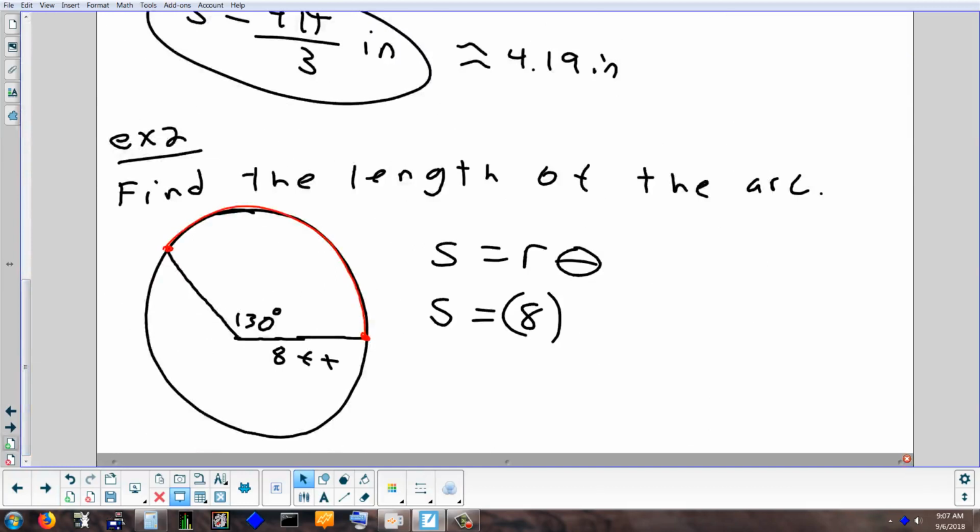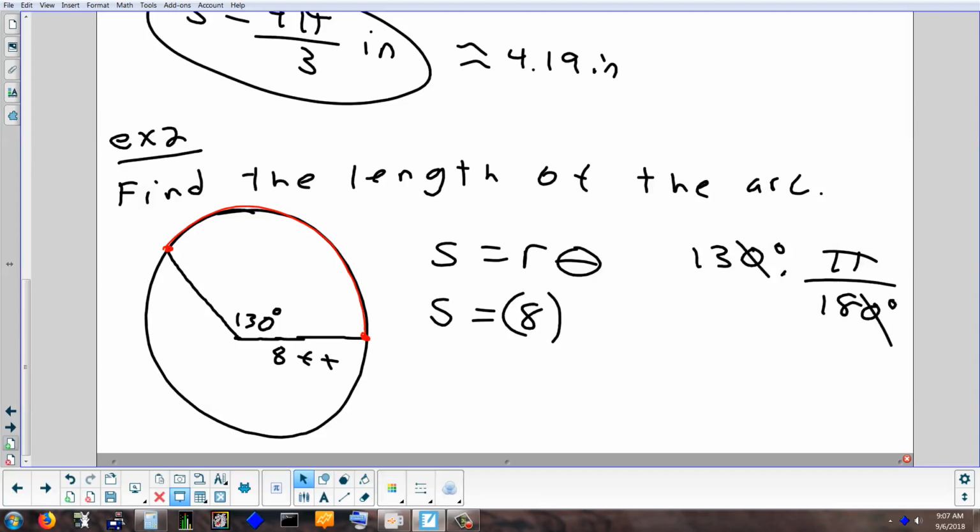And Oscar, what's theta here? It would be 130. 130 what? Degrees. Is that the unit that we want? No. So if you fill in 8 times 130 and do the problem, it's wrong. So off to the side, I'm going to take 130 degrees, and I'm going to change to radians. Okay, I'm not even going to do that out. I am going to reduce it.